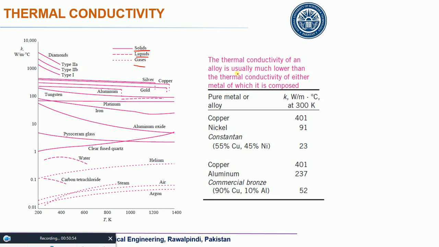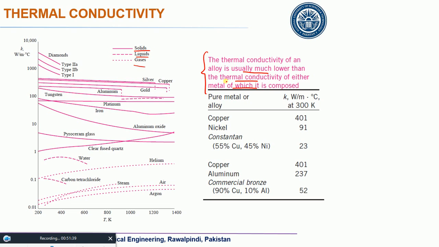The thermal conductivity of an alloy is usually much lower than the thermal conductivity of either metal of which it is composed. This is very important. Please note it down. For an alloy, the thermal conductivity would be lower than the actual material through which it has been formed. So if you want to make an alloy to increase the thermal conductivity, you should not do it. It would reduce the thermal conductivity. Why? Because thermal conductivity is based upon the crystalline structure, the spaces between the molecules. So if you mix two materials, you are obviously disturbing its own structure.